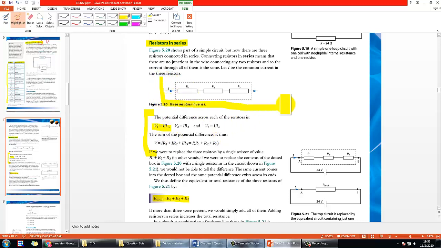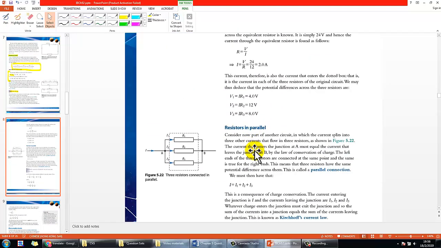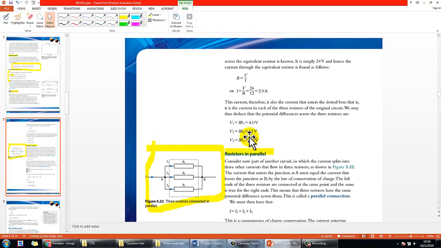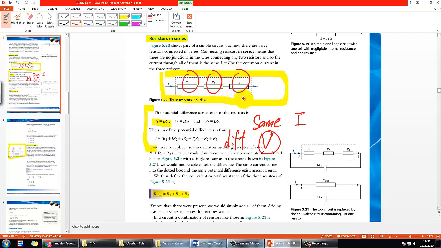Alright, and this circuit diagram. And of course we have to talk about resistors in parallel, and when they are parallel, this is the diagram. Let's go back a little bit. Just now when we talked about series, they have the same current. Maybe you may want to write this down. The current is the same, however V will be different.